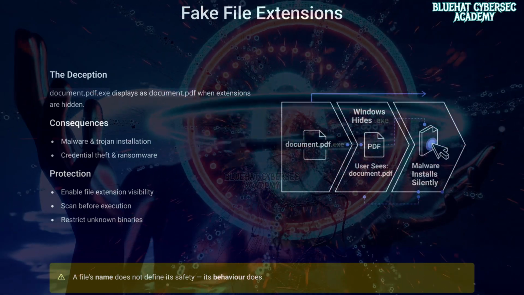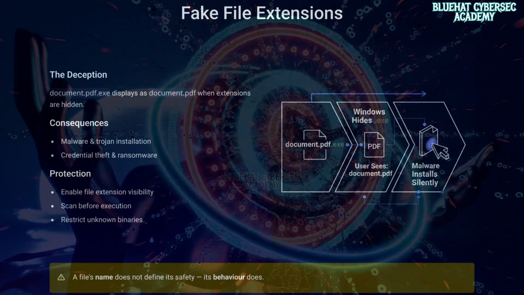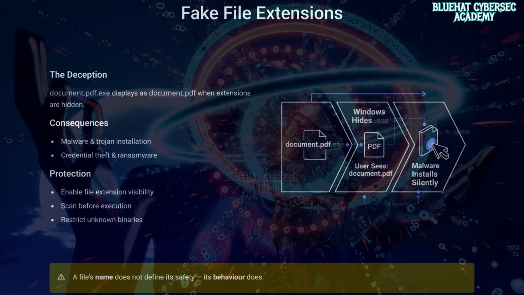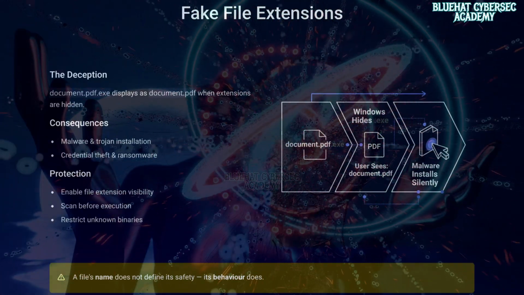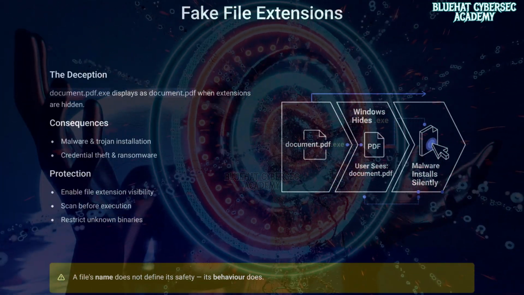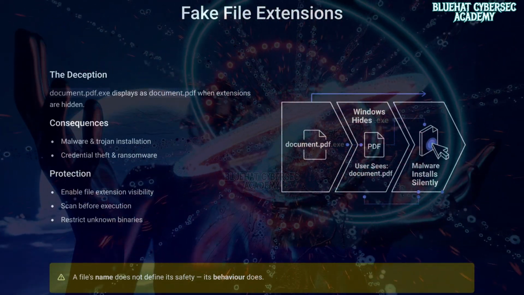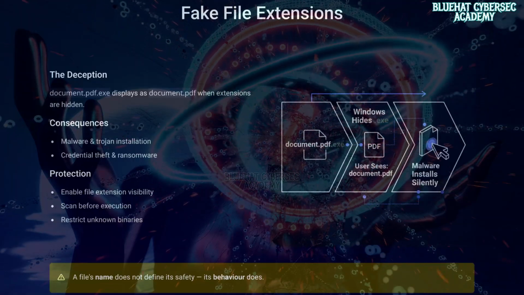Always enable file extension visibility, avoid opening unexpected attachments, scan files using antivirus before execution, and in enterprise environments, restrict execution of unknown binaries. So the core idea is, a file's name does not define its safety, its behavior does.